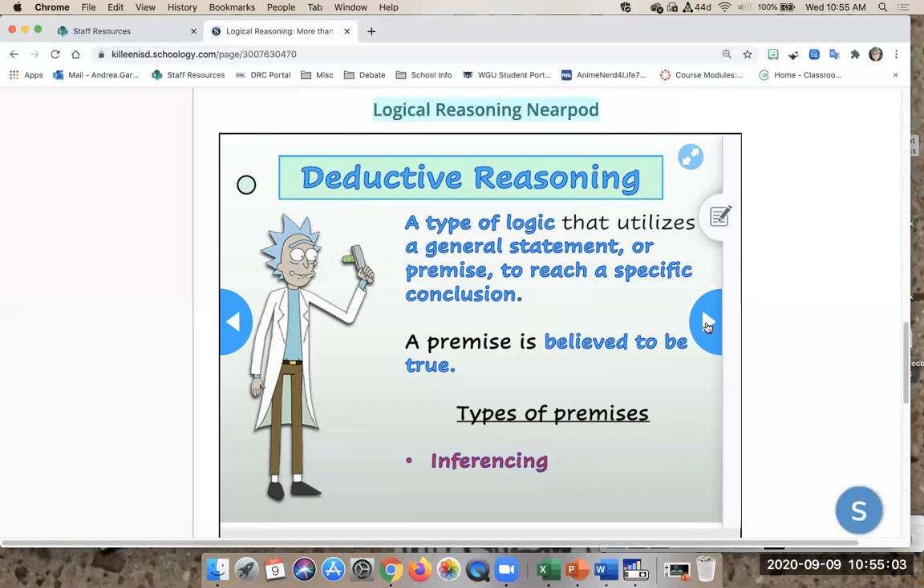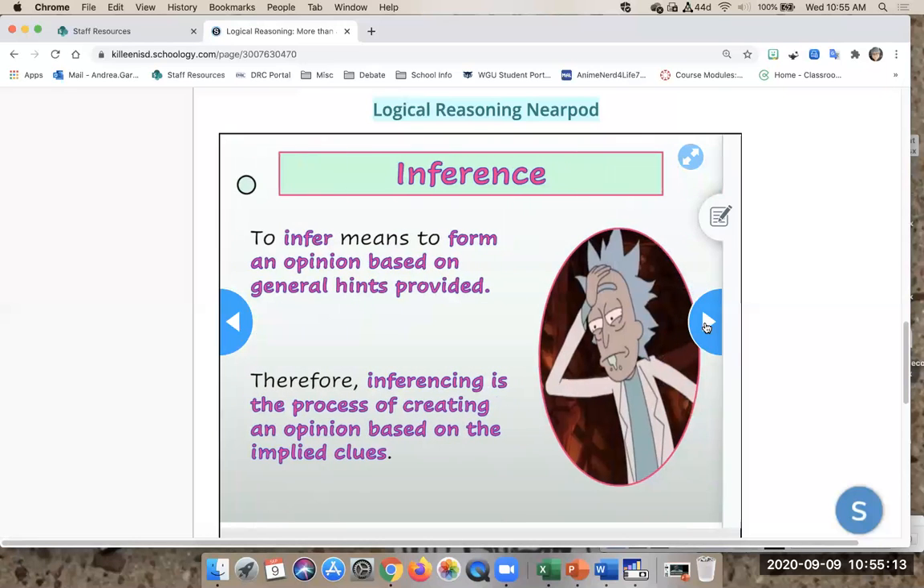Types of premises is inferencing. Have you guys ever heard of inferencing? Yeah, okay. We do it all the time. So to infer means to form an opinion based on general hints provided. Have you ever been coming up on an interaction and people are yelling at each other or starting to get in each other's faces? What can I infer? That they're about to fight. Has anybody told me? No, I can see it, right? So those are inferences when you kind of gauge everything around you and figure it out.